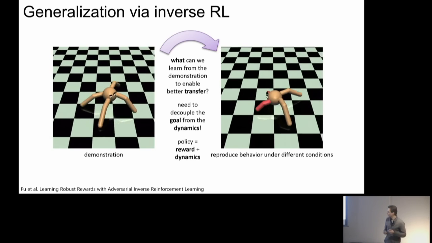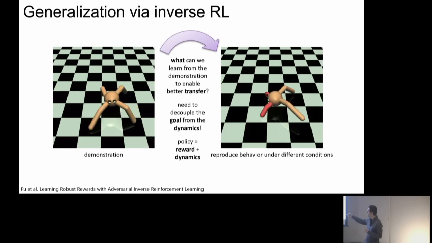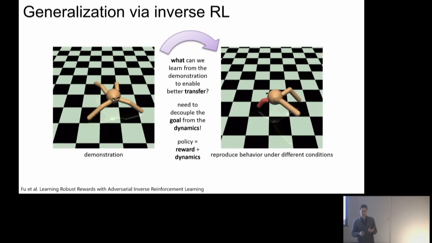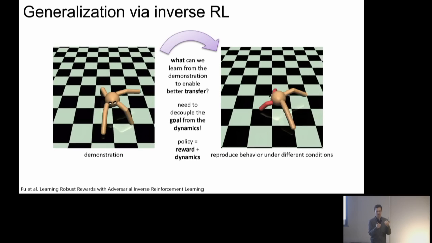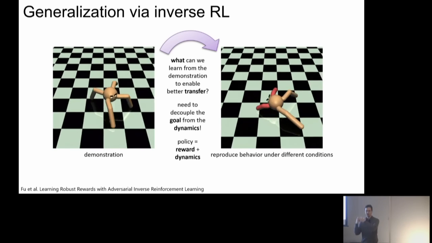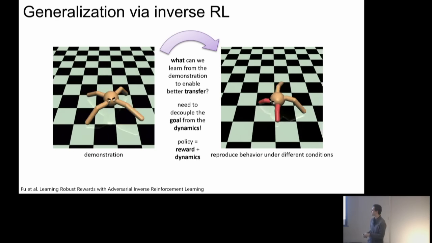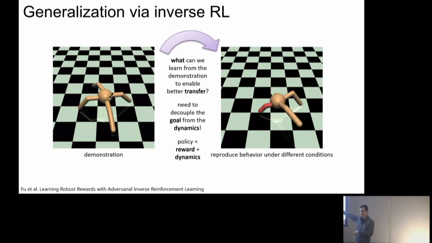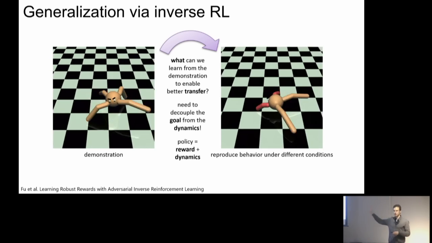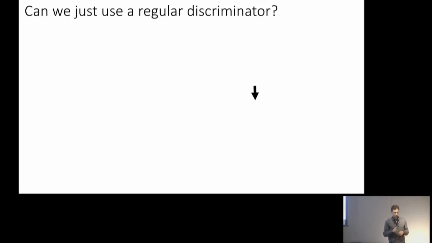The intuition here is that the policy is basically the consequence of your reward and your dynamics. In the MaxEnt framework, it's literally the product of the reward and the dynamics. So if you can tease those apart, then you can take your reward and put it in a new dynamical system and then re-optimize it and get a behavior that achieves the same goal, but potentially using very different actions. So that's why we might want to actually learn reward functions.